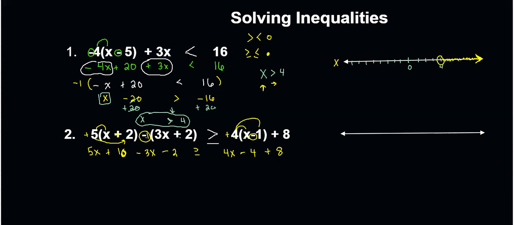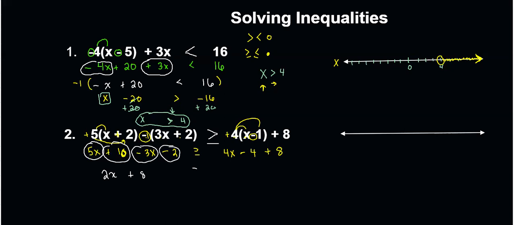So we've got a lot still going on both sides. We've got a lot of terms here. So let's simplify the sides. See if we can combine like terms. Well, I've got 5x's and negative 3x's. If I combine those, I get 2x's. I've got a positive 10 and a minus 2. If I combine those, I get a positive 8.